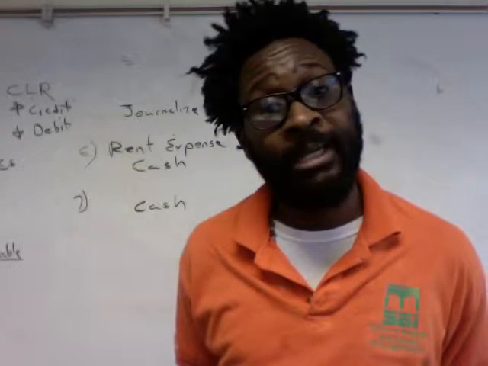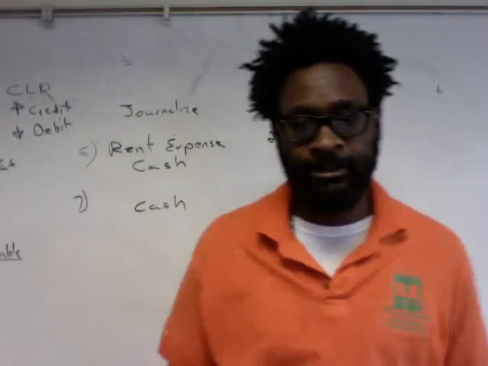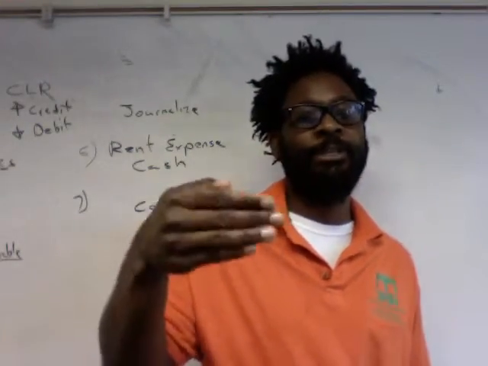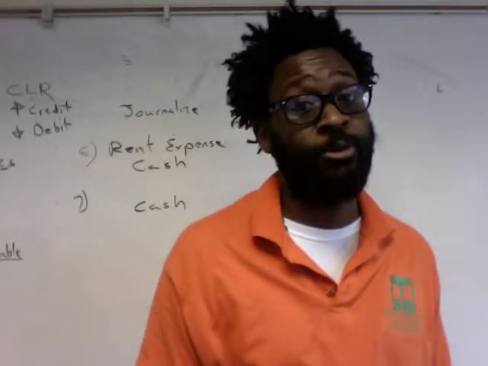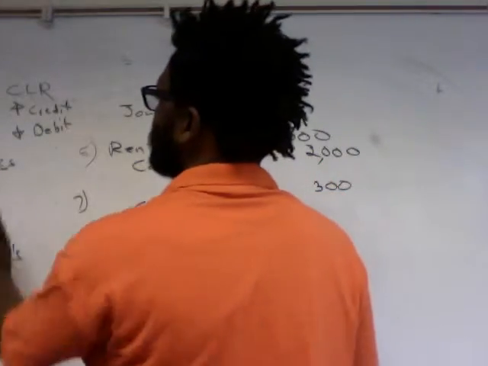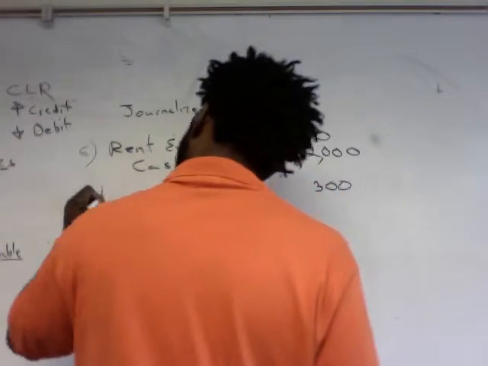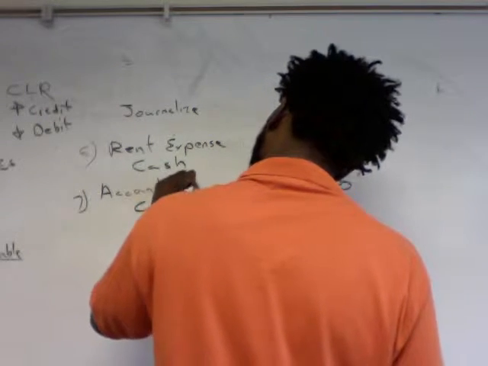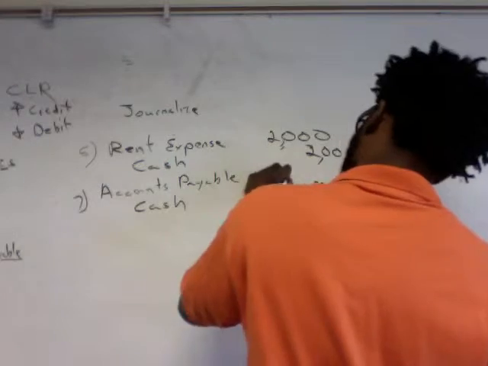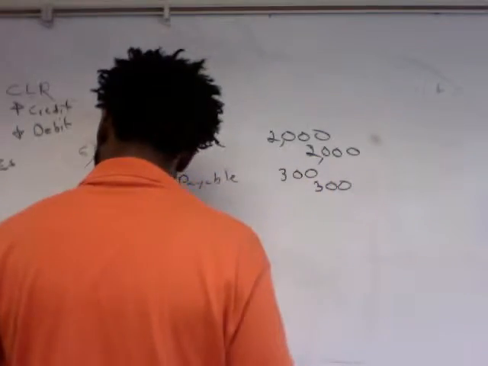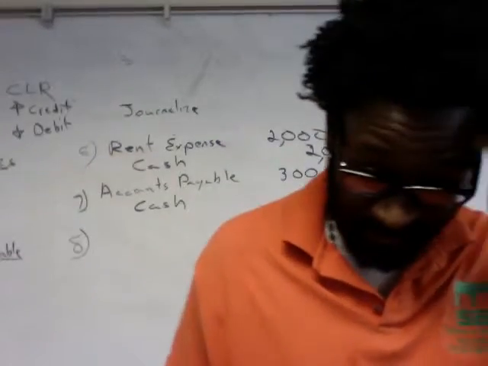And is it going up or down? Think about it. You go to Macy's. You go pay on your account at Macy's. What just happened to your Macy's bill account since you made a payment? It should go down. How do you decrease liabilities? By a debit. So we're going to debit accounts payable for $300, and we're going to credit cash for $300.